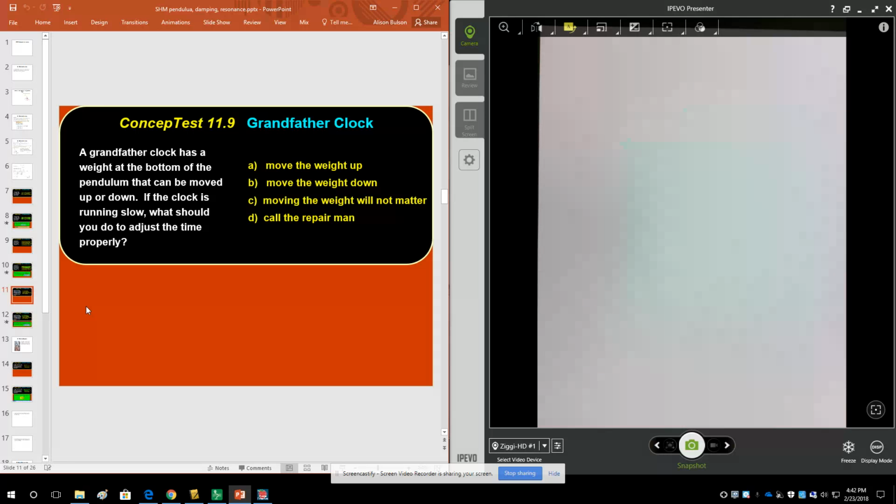So my grandfather gave me his clock. It was his grandfather's clock, I think. And on the inside of the pendulum part, which is removable, there's a little screw with a nut, and you can adjust the nut up or down to make fine adjustments in the period of the clock.